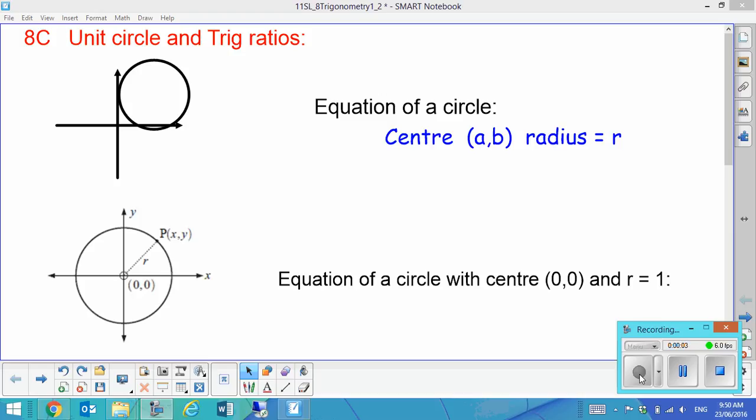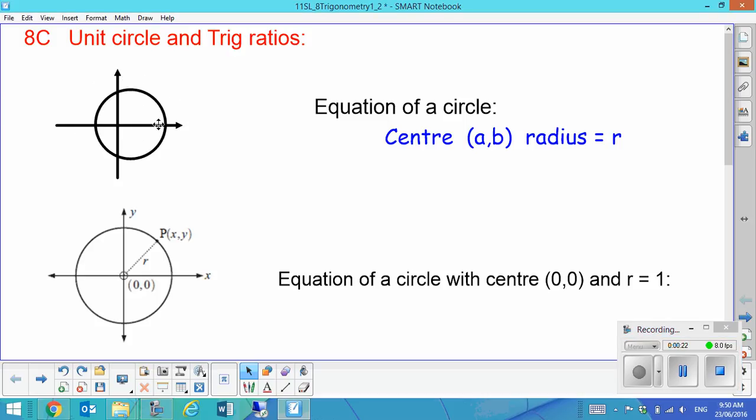Hello IB. We want to continue our journey looking at circles. So we've looked at angle measurement in degrees and radians. We've looked at how to calculate arc lengths and areas using both degrees and radians. What we now want to do today is start looking at a circle on the coordinate plane.